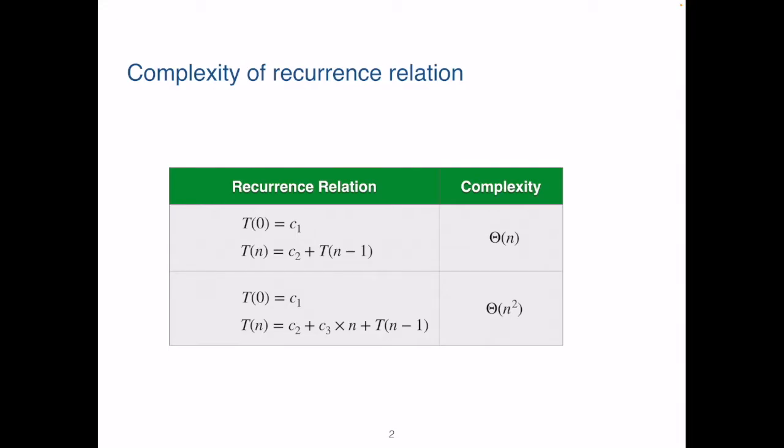We used the two examples last time and concluded these two types of recurrence relations and their corresponding time complexities. I also asked you to analyze the complexity of recursive binary search. So now let's look at it together.